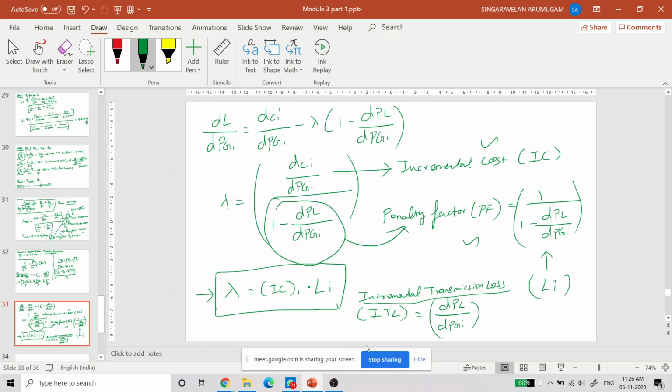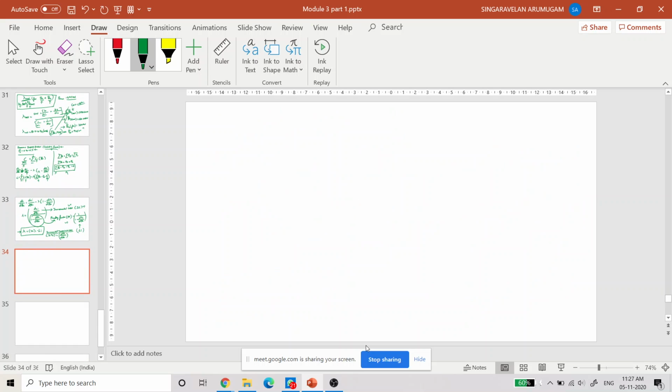So if you differentiate the loss with respect to the generator, you will get the incremental transmission loss. If you differentiate the cost with respect to the power generator, you will get the incremental cost. And if you have an equation, 1 divided by 1 minus this incremental transmission loss, then this is called the penalty factor. So these terms you need to memorize, or you need to understand clearly at any time in the optimization allocation of the generator. Okay, with this input we will start to derive the optimum allocation of the generator.